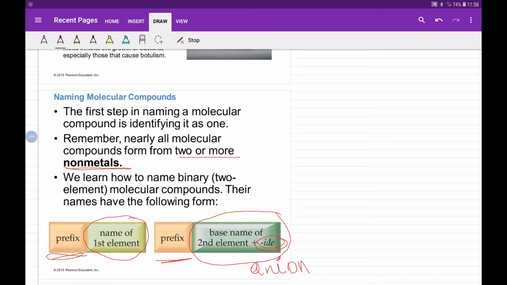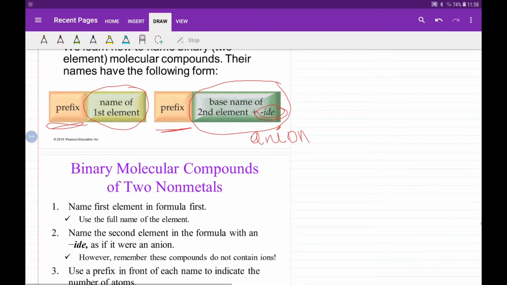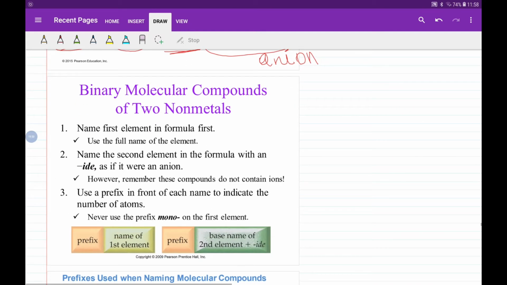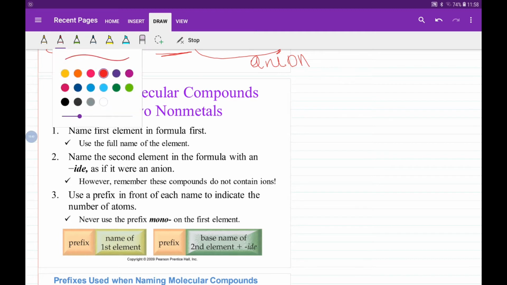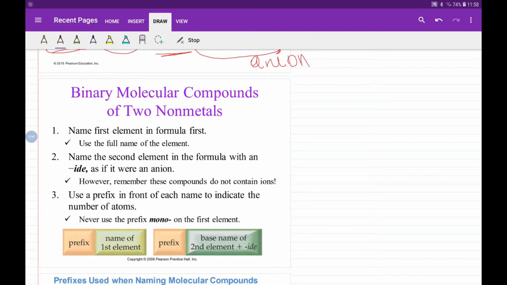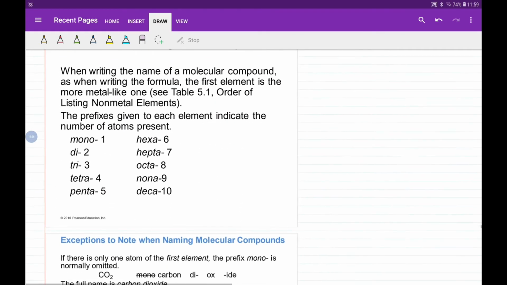Now, in order to keep this simple, we're going to keep it to only binary compounds, only 2 elements in each compound, no more. Binary compounds. Now, when it comes to prefixes, we are not going to use the mono prefix for the first element. We'll do it for the second, but not for the first element. On the first element, we do not use the mono prefix. These are the prefixes.